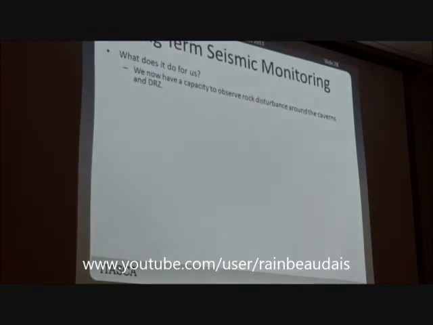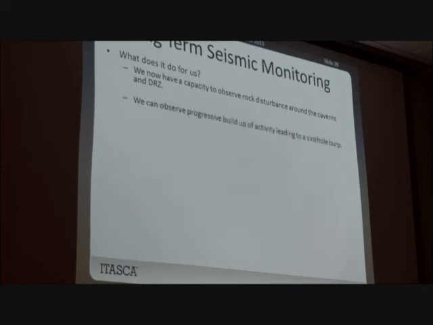So the last time I spoke to you, which was back in March, I gave this slide, and I wanted to give it to you again, because I think it's important to understand that we are monitoring and we're learning through this project, through what's going on here. So we now have this capacity to observe the rock disturbance around the caverns and the disturbed rock zone. We can observe progressive build-up of activity leading to a sinkhole burp. That's done regularly. We're able to provide this daily safety level that is a recommendation to John to say whether people can go anywhere near the sinkhole.